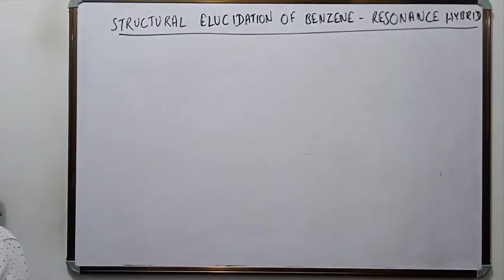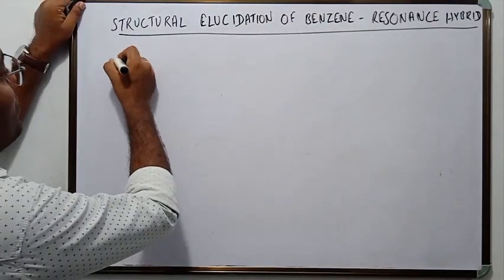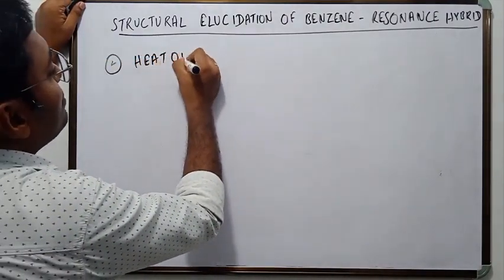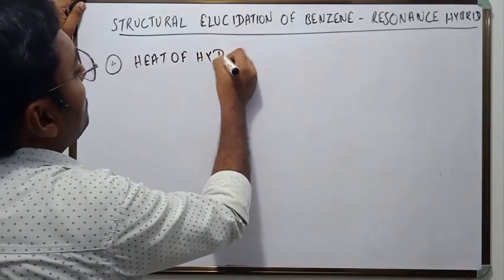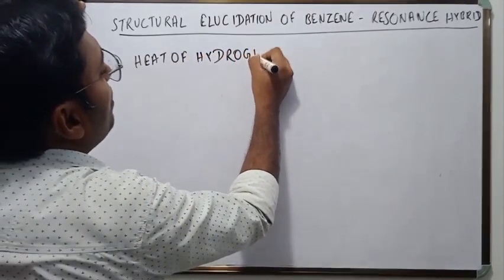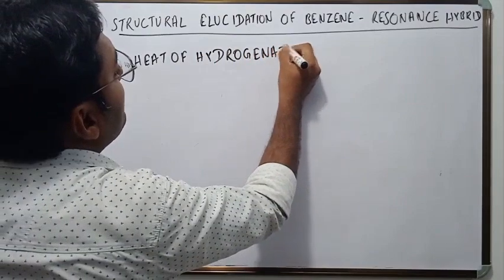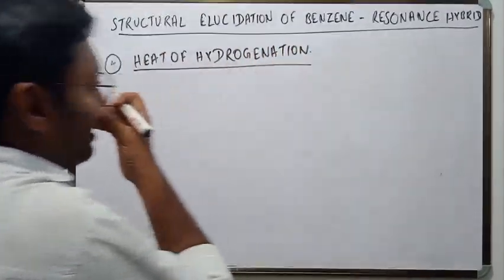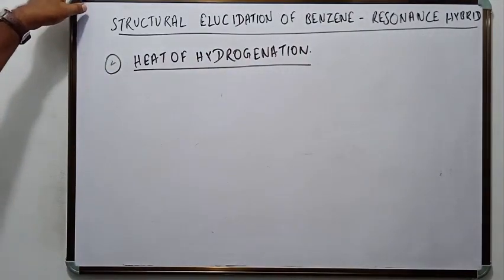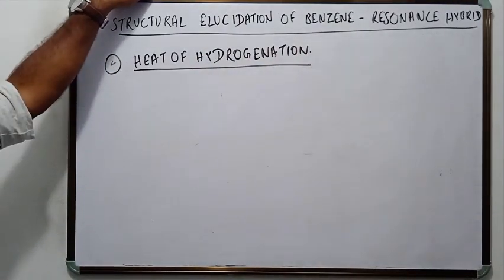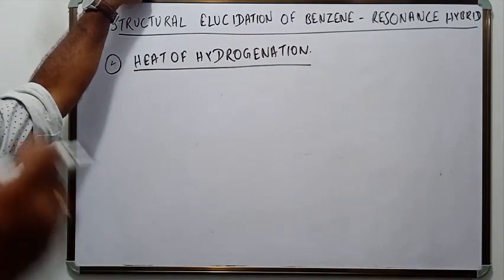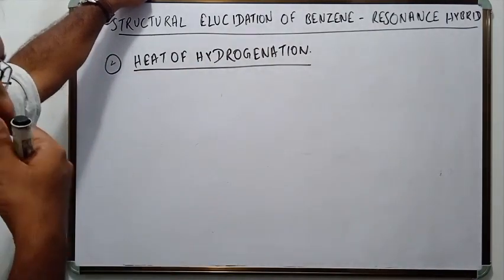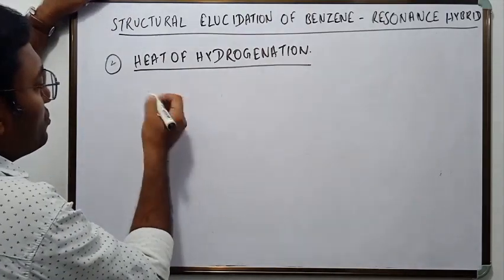Now, the second point that proved it was the heat of hydrogenation. You can call it heat of hydrogenation or heat of combustion, whatever you want. Heat of hydrogenation is the energy released when a double bond is broken and two hydrogens are added. I will show you with an example.